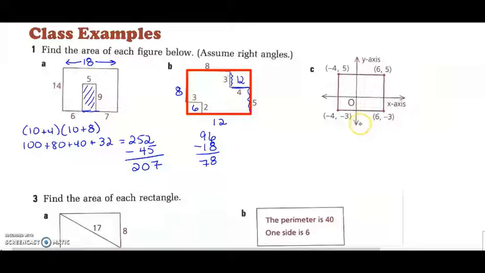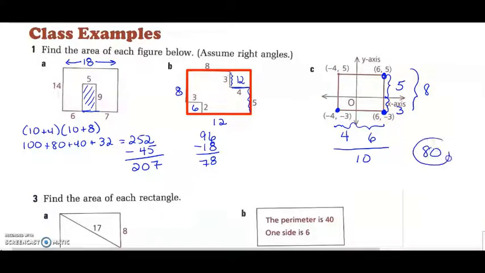Looking at part C here, the distance from the y-axis to this point here is 6. From the y-axis to the left is 4. The total distance horizontally is 10. Using the same concept, the distance from the x-axis to this point is 5. From the x-axis down to our first point is 3. So the total height is 8. 8 times 10 is 80.